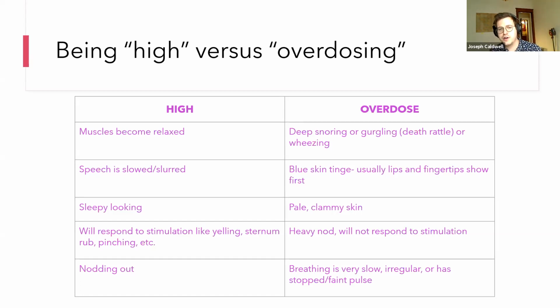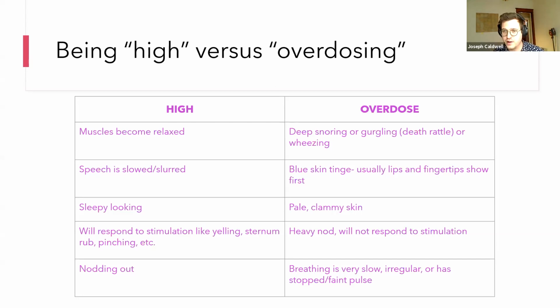What we're looking for in an overdose, though, as I mentioned earlier, is this death rattle or really deep snoring or wheezing. That shows us that an individual is having a really hard time breathing and bringing in oxygen to their body because of this effect on the central nervous system. We might see, depending on their skin color, a blue or grayish skin tinge, and you can usually look to the lips or fingertips first to see if that's happening.